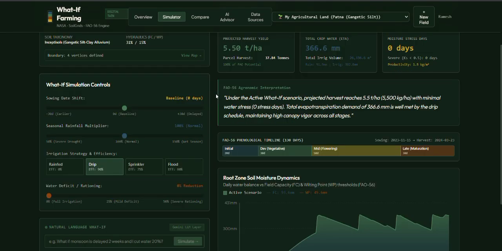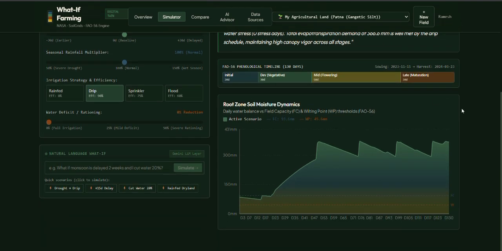This isn't a chatbot reciting generic farming tips. And it is, yeah, bro.